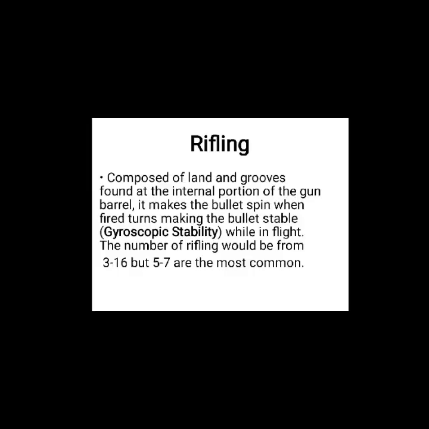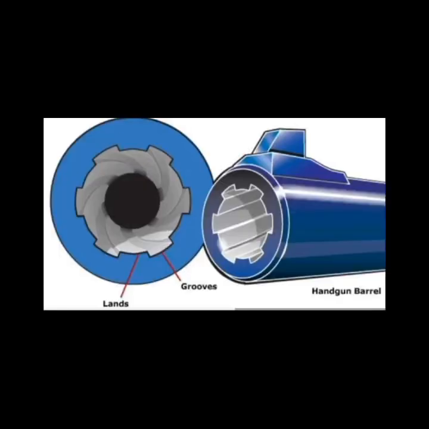Rifling. It is composed of land and grooves found at the internal portion of the gun barrel. It makes the bullet spin when fired, thus making the bullet stable or gyroscopic stability while in flight. So, ang kaning gyroscopic stability is the ability of rotating object para ma-resist ang pag-change sa rotating axis. So, sa photo makita ninyo nga ang riflings na ay lands and grooves.